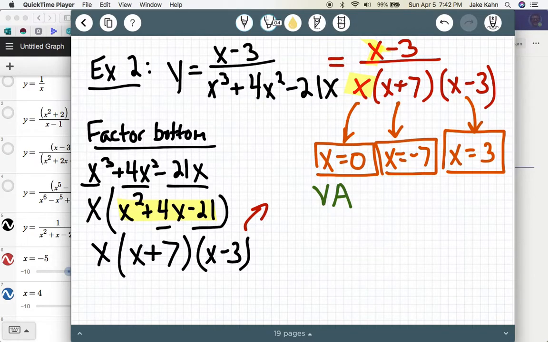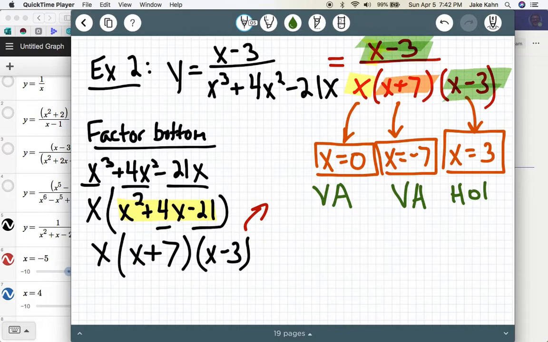Okay, next. x plus 7. Does it cancel out with the top? No, there is not an x plus 7 up there, which means that x equals -7 is a vertical asymptote. However, look at this, y'all. Our last one, x minus 3. Does that cancel out with the top? Yes, it does, because we have exactly x minus 3 up there as well. If those cancel out, we actually don't have a vertical asymptote at that point. We have a hole. And this is our first hole that we have.